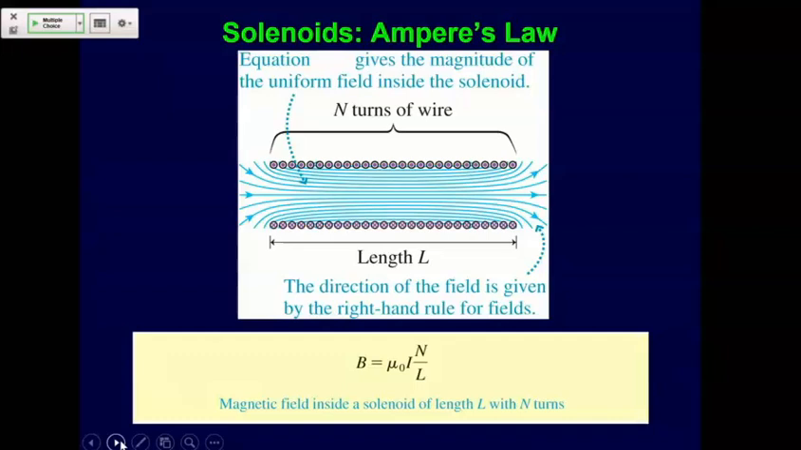And this is the same slide we showed before. So again, this is sort of the end result. We can show this using Ampere's Law. It's the easiest way to show the magnetic field from a solenoid.